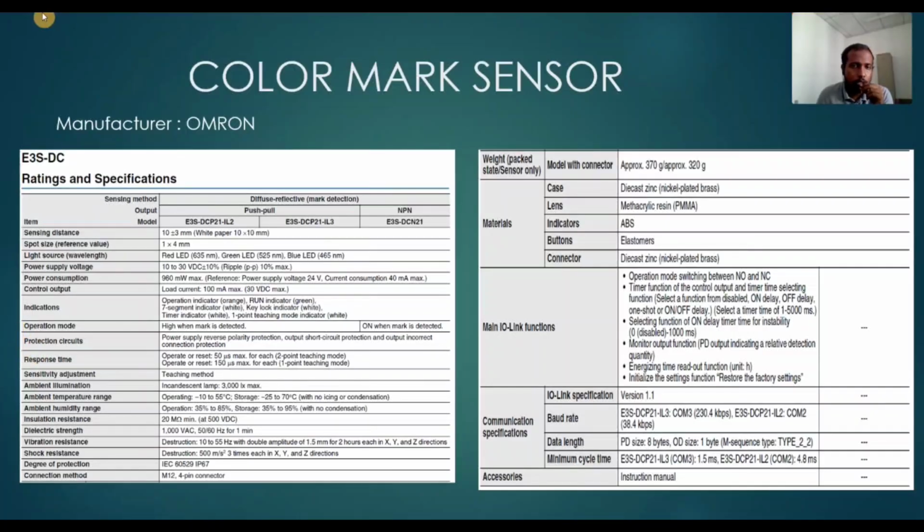Hello, doctor. My name is Ishmael K. Ramasamy. My metric number is CE200169. The manufacturer for the datasheet is Omron.